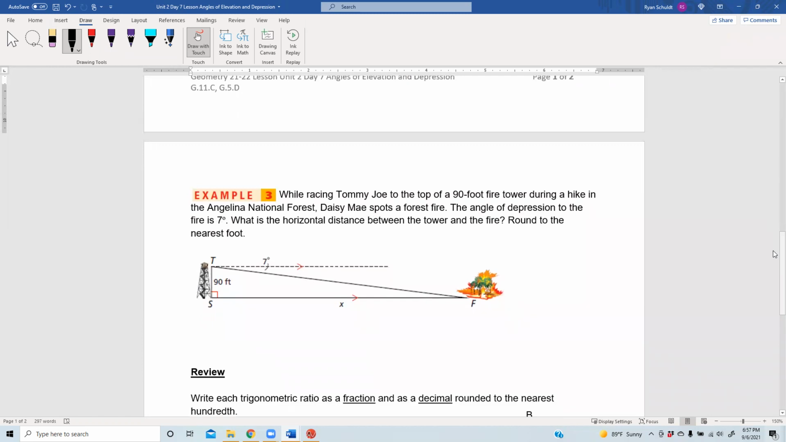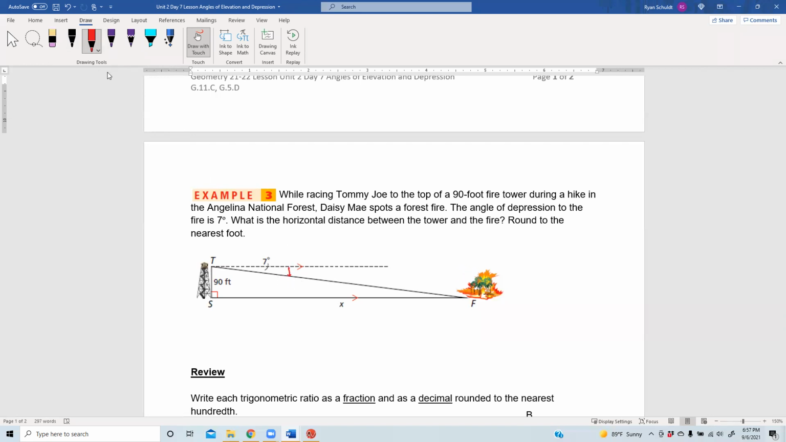While racing Tommy Joe to the top of a 90-foot fire tower during a hike in the Angelina National Forest, Daisy Mae spots a forest fire. Oh no! The angle of depression to the fire is 7 degrees. What's the horizontal distance between the tower and the fire? Okay, so the angle of depression, remember that's dotted to solid, so they're looking down. It's a 7-degree angle looking downwards to the fire.